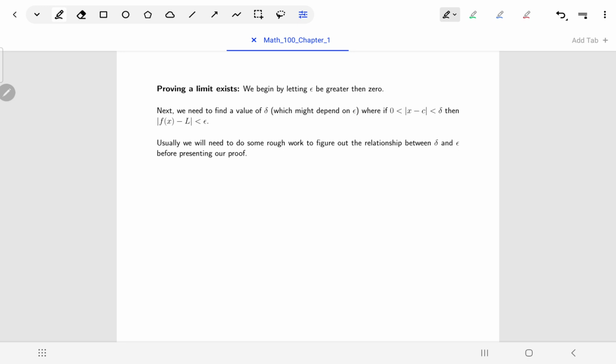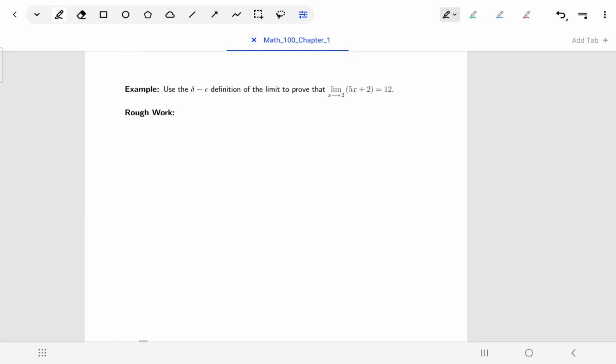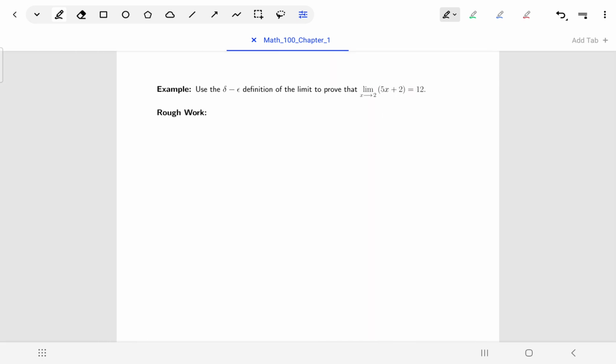Usually it does. When we do these sorts of proofs, we do our work on the side first, doing some rough work, and then we're going to formally present our proof afterwards. But before I do, first off, let me introduce the problem.